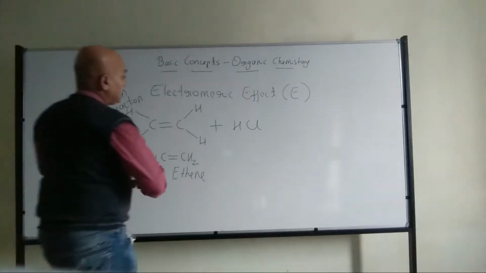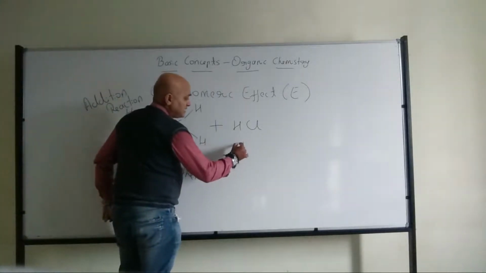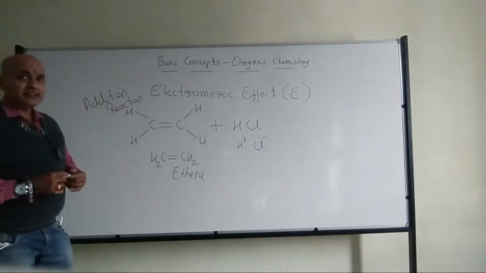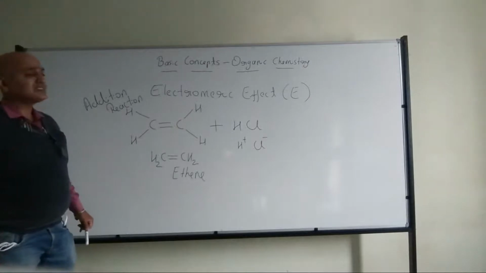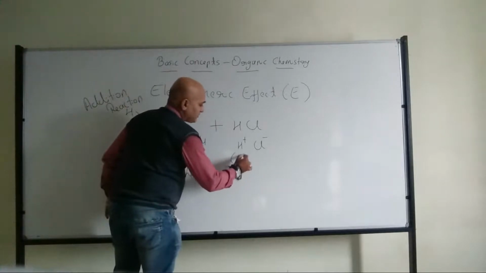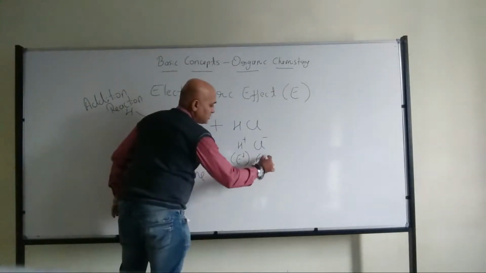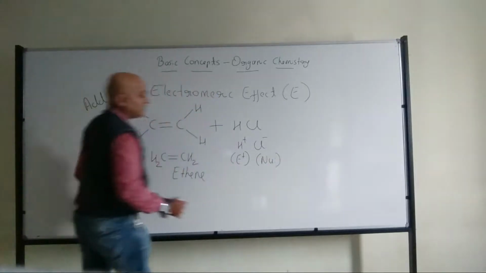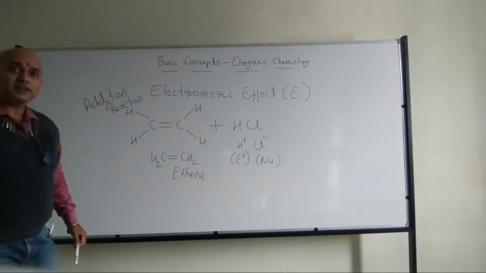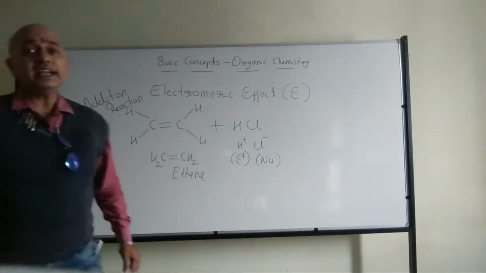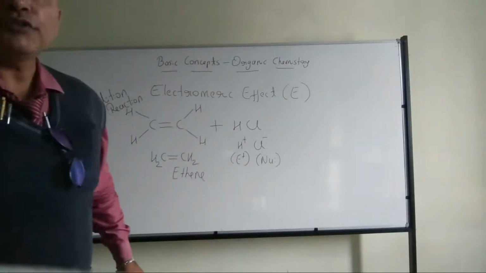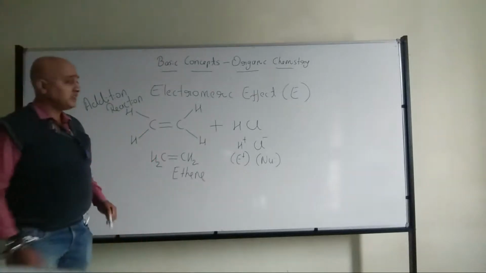Now observe it carefully. Since I am taking HCl, there will be formation of H plus and Cl minus. Right? So one is an electrophile and another one is a nucleophile. All of you are getting my point. So two attacking agents from HCl: one electrophile, that is H plus, and another one a nucleophile, that is Cl minus.